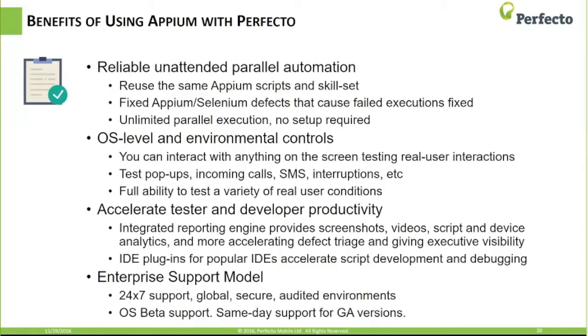You have the full ability to test under a variety of real environmental conditions, so we'll talk about that in more detail shortly. And then you can also accelerate tester and developer productivity. So our reporting engine is integrated with the solution, and anytime a test runs on Appium, you can provide not simply a pass or fail status, but you can enrich the result of that test with screenshots, videos, the device level and application level analytics, and all of this really helps testers and developers very quickly identify where they need to focus their efforts in terms of finding the piece of code that potentially caused these problems.